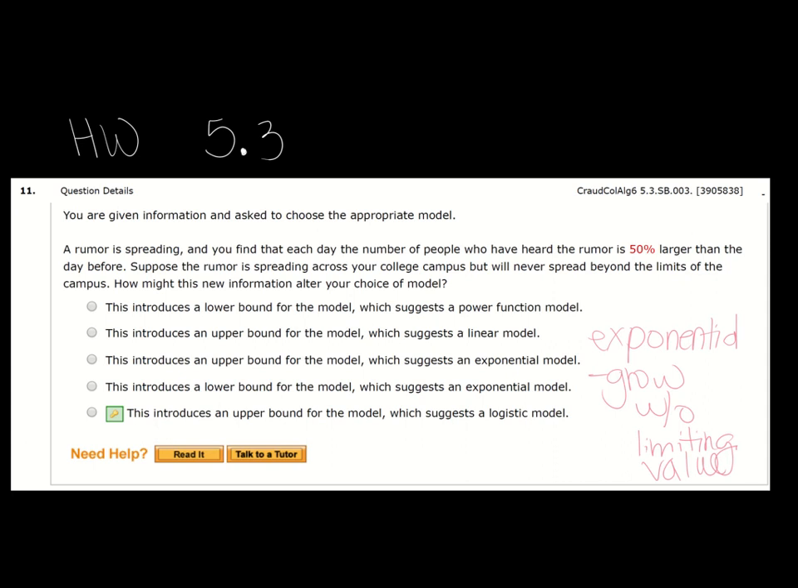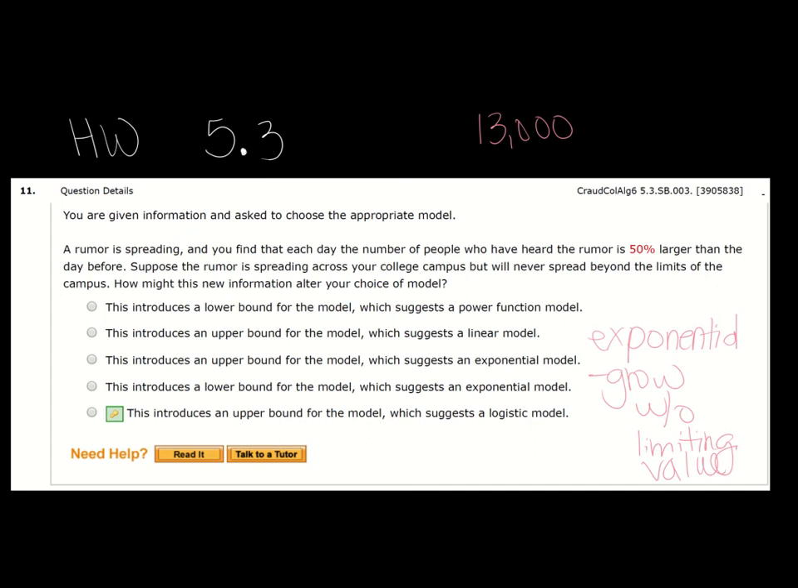However, listen to this new caveat, this nuance in this problem. Suppose the rumor is spreading across your college campus. So over at Buff State, this rumor is spreading, but it will never spread beyond the limits of the campus. How might this new information alter your choice of model? Well, think about it. How many people go to Buff State? I'm not sure of the exact numbers. Let's say about 13,000 students go to Buffalo State.